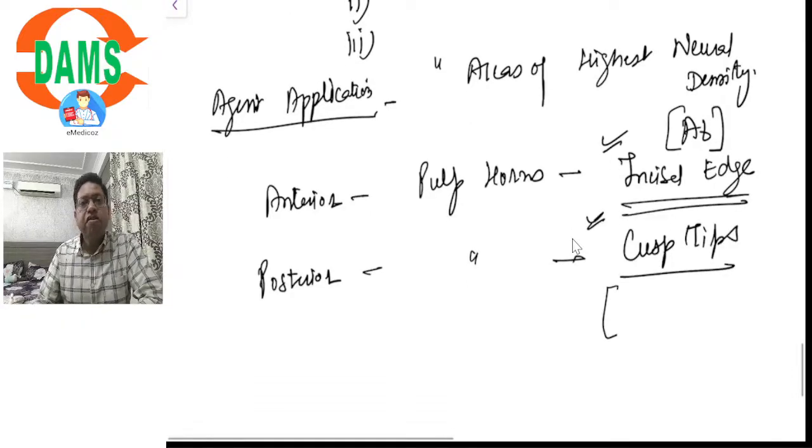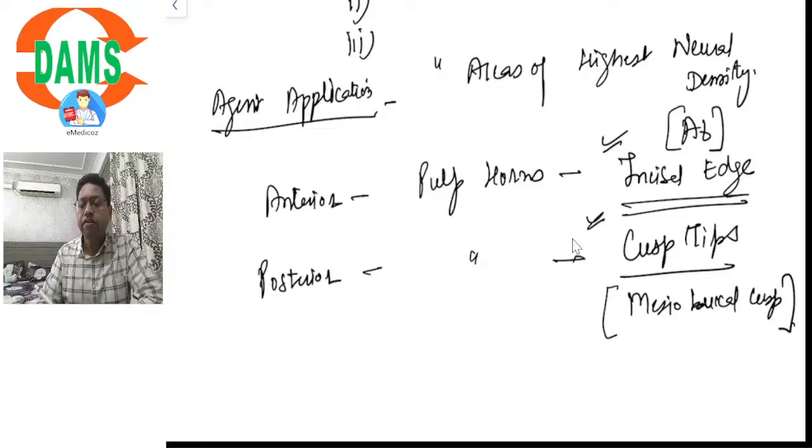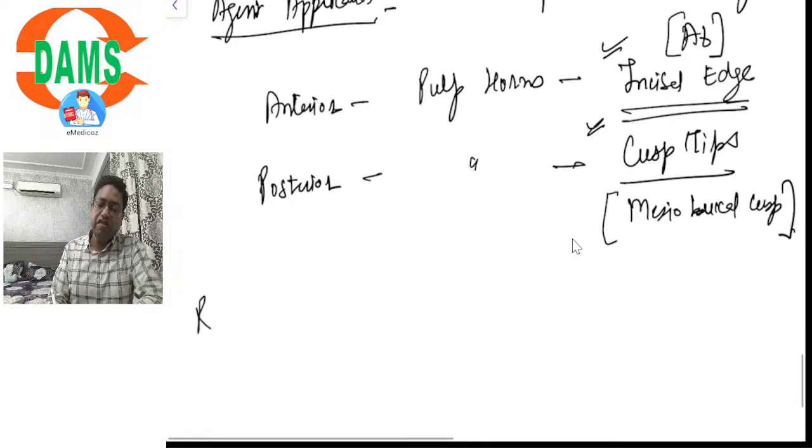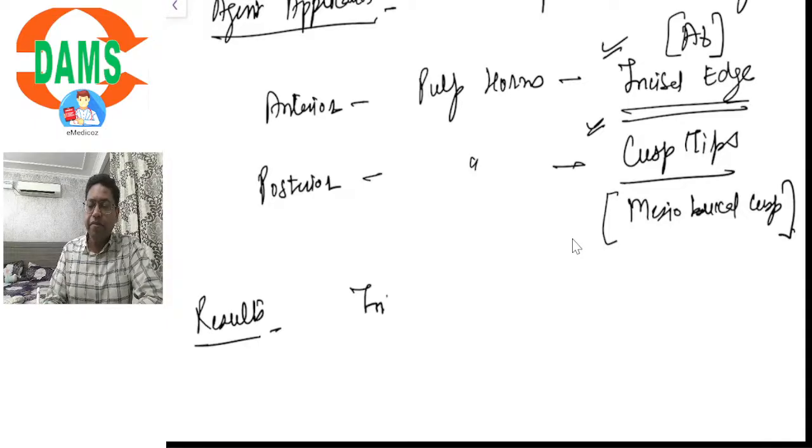Out of the cusp tips, from again the knowledge of anatomy, the mesiobuccal cusp tip is selected because it has the highest pulp horn and the least thickness of enamel and dentine above the pulp. So we would be getting the maximum response. So which cusp? Mesiobuccal cusp is selected. Okay. And what are the results? It has got intermediate accuracy.